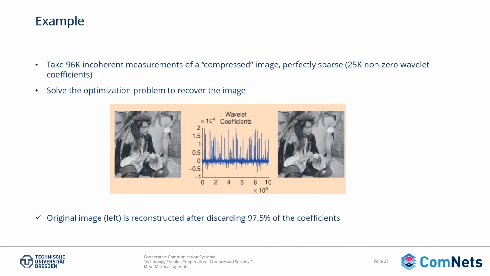Okay, so here we take an example using a wavelet transform. We have a picture that has 96K incoherent measurements of a compressed sensing image. It is perfectly sparse, and it has 25K non-zero wavelet coefficients. Then we use our optimization technique to recover the image. You could notice that both images, of course, look alike to our eye. The original image, to the left, is actually reconstructed here after discarding exactly 97.5% of the coefficients. So that is a lot of elements that were discarded.